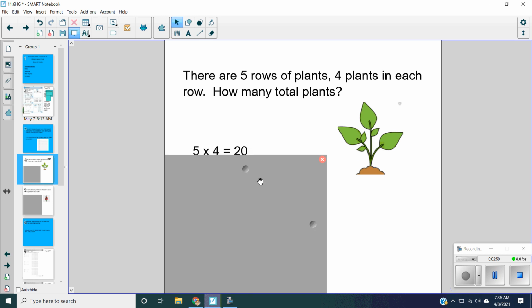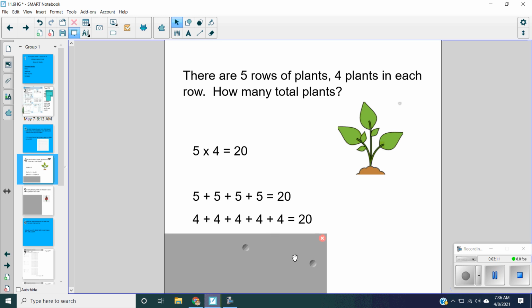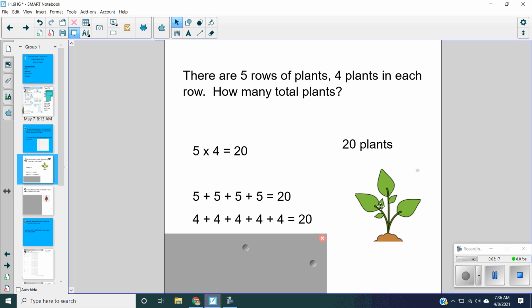So I can think that 5 times 4, if I know 5 times 4 is 20, or I could have used repeated addition for this if I wanted to add 5 4 different times, or if I wanted to add 4 5 times. You maybe also made an array, but you should have had a total of 20 plants.